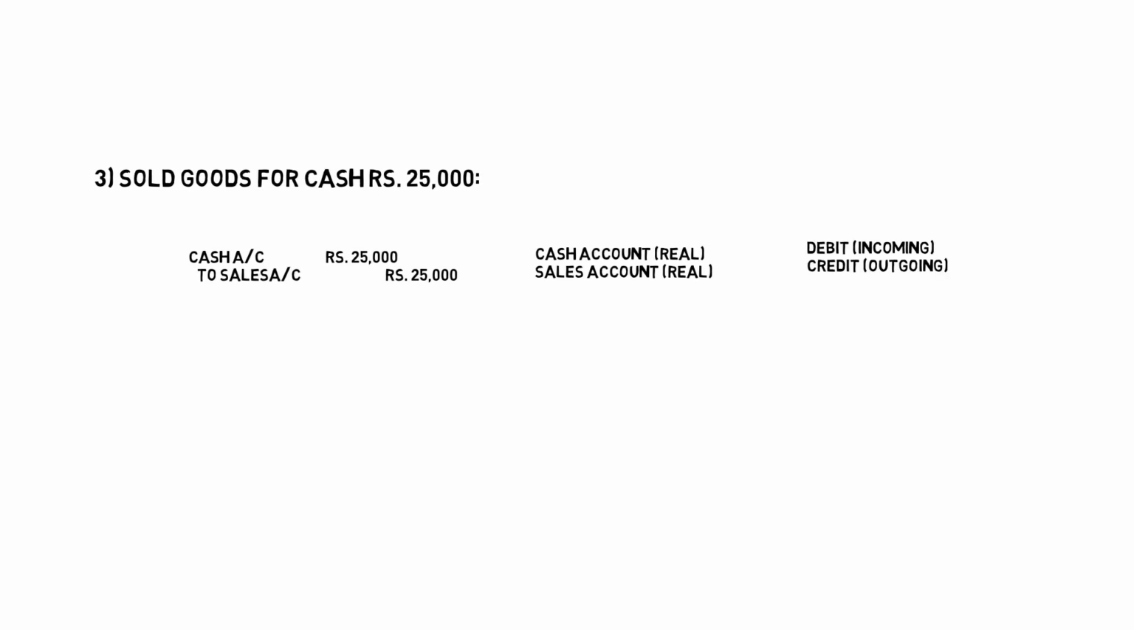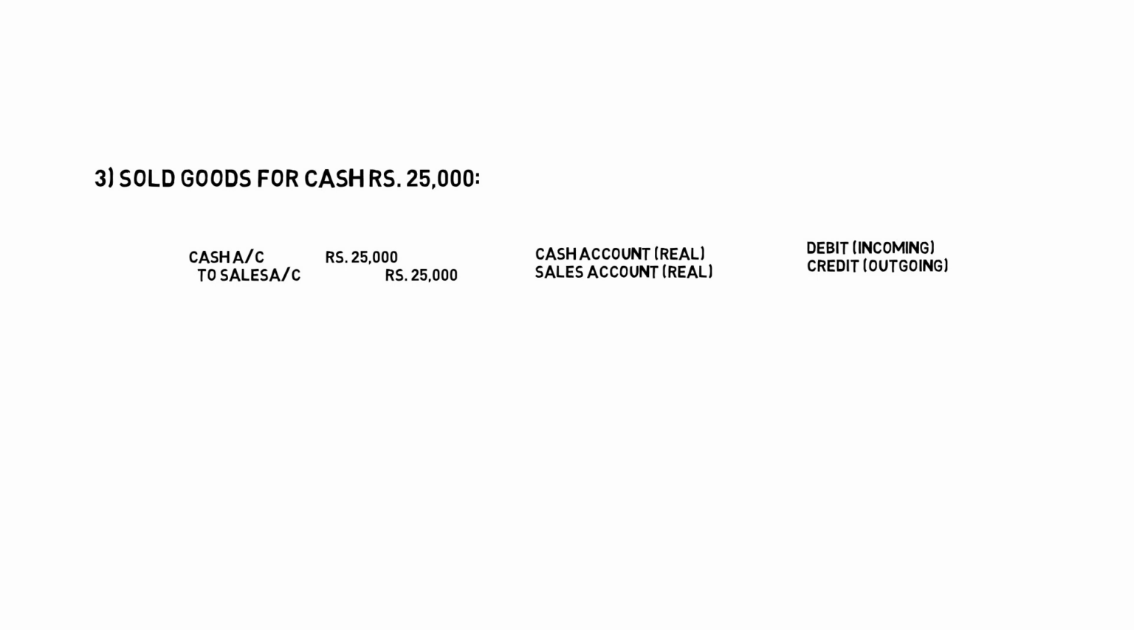So cash account is a real account. So in here there is an income of cash. So cash is an asset. So you debit it. And to sales account rupees 25,000, because sales is where you're decreasing the asset in the business. So sales account is also a real account because sales is part of the assets in the business. So you credit it in case of outgoing.